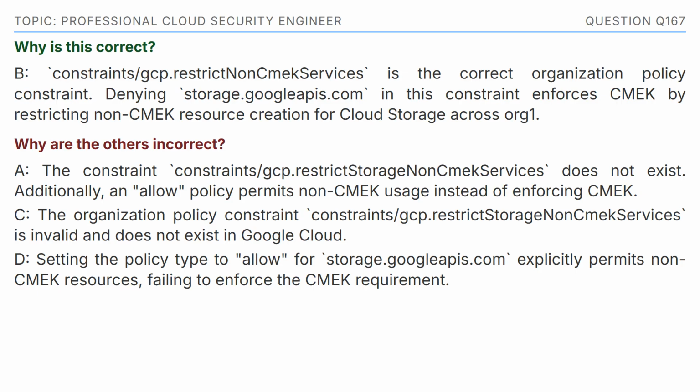Why are the others incorrect? A. The constraint constraints/gcp.restrictStorageNonCmekServices does not exist. Additionally, an allow policy permits non-CMEK usage instead of enforcing CMEK. C. The organization policy constraint constraints/gcp.restrictStorageNonCmekServices is invalid and does not exist in Google Cloud. D. Setting the policy type to allow for storage.googleapis.com explicitly permits non-CMEK resources, failing to enforce the CMEK requirement.